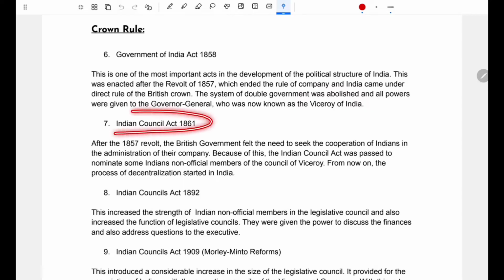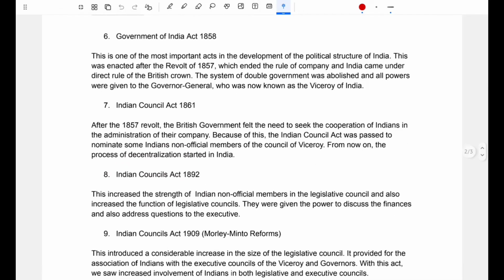Then came the Indian Council Act 1861. After the 1857 revolt, the British government realized that they needed to seek the cooperation of Indians in the administration of their own country. This is country, not company. Because of this, the Indian Council Act was passed to nominate some Indian non-official members to assist the Viceroy. From now on, we will see that a process of decentralization has started in India, and soon the Crown will lose its power and India will become independent.